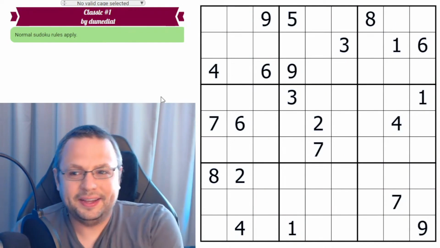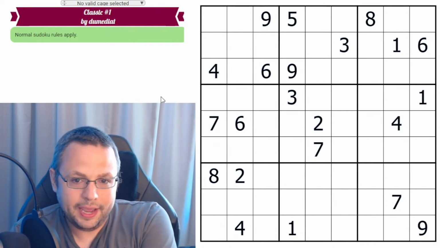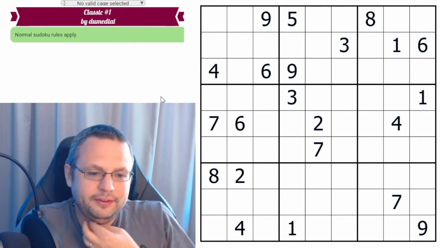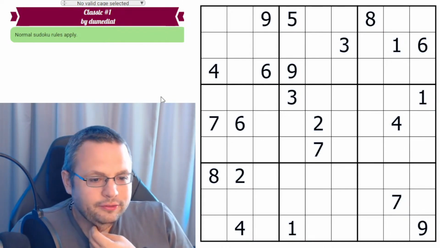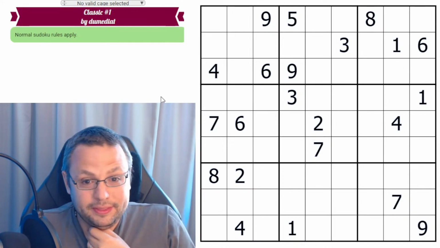Let's do another classic. So this one is by dumediat, frequent participant in the chat. And so, yeah, newspaper, you often don't even need to pencil in the digits. That's true.